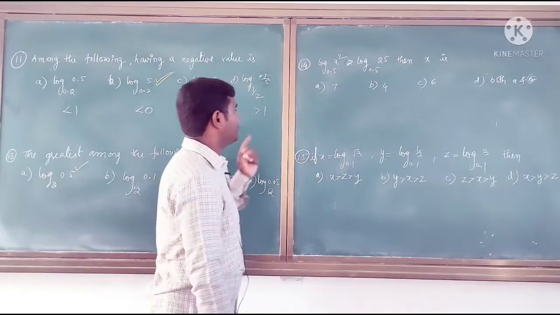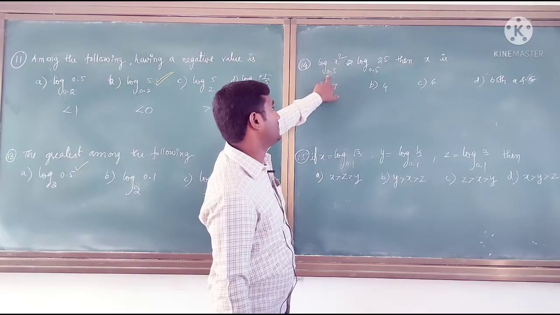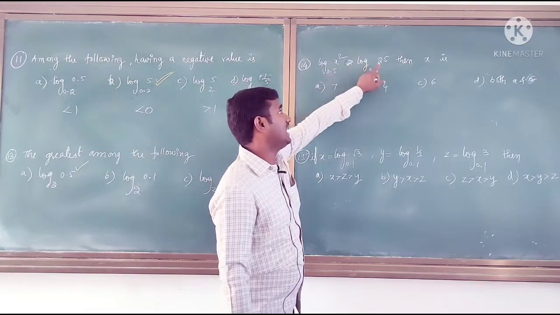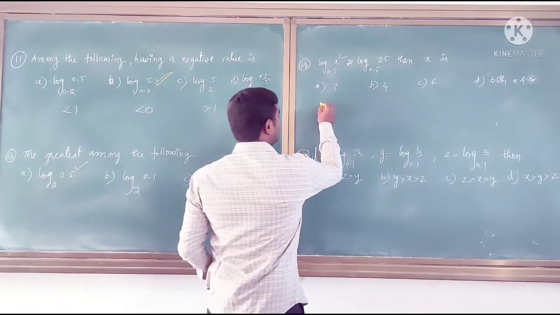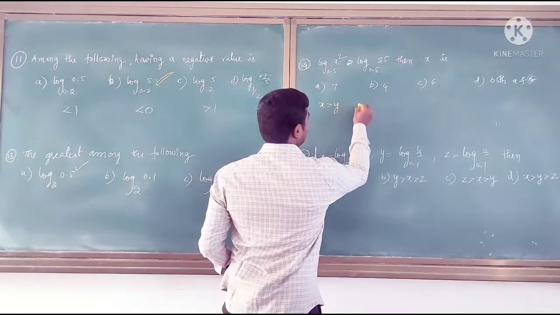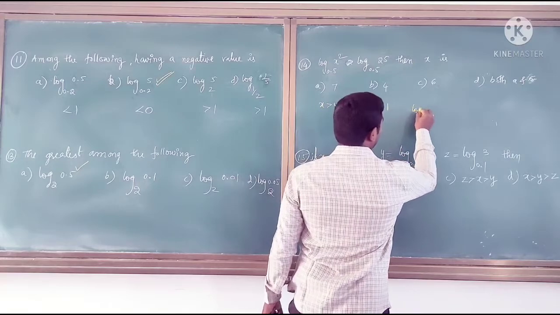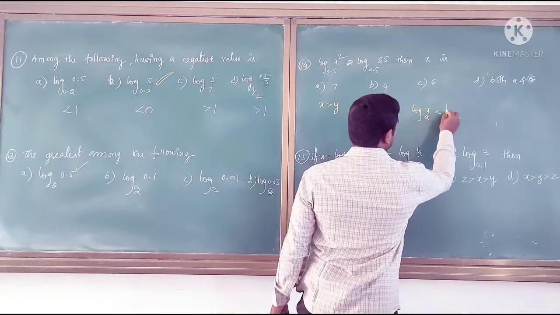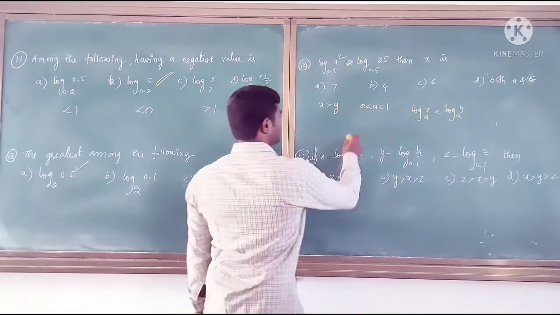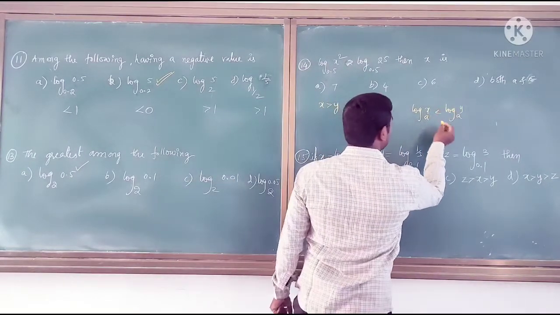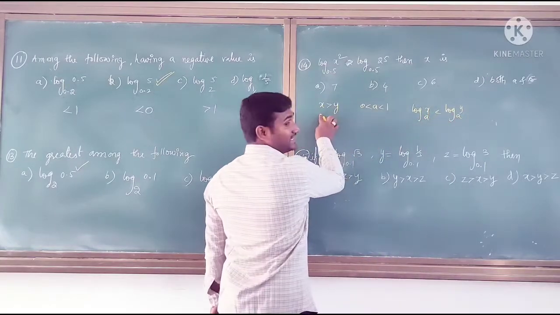Yes or no? By using that condition, log x squared to the base 0.5 is greater than log 25 to the base 0.5, as given. Suppose if x is greater than y and a lies between 0 and 1, we can write log x to the base a is less than log y to the base a. If the base is greater than 1, it is the reverse.